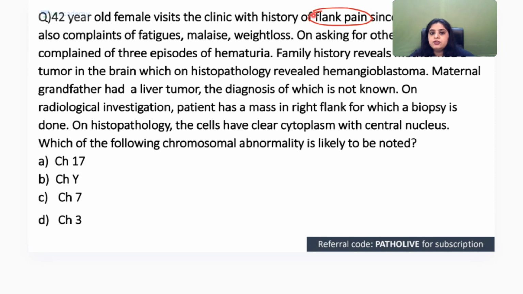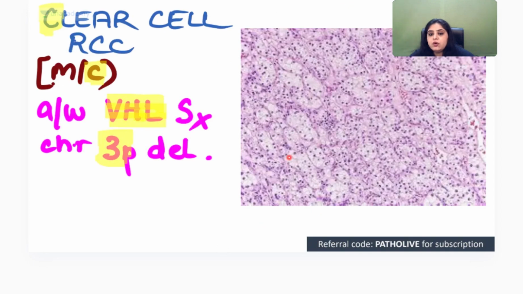You've got flank pain, you've got hematuria, and you've got a renal mass. Isn't that the classical triad of renal cell carcinoma? Renal cell carcinoma presents with flank pain, hematuria, and a renal mass. That renal mass is having clear cytoplasm. So which kind of renal cell carcinoma are we talking about? Let me show you the picture. Yes, all the cells are looking white. So that is clear cell renal cell carcinoma.